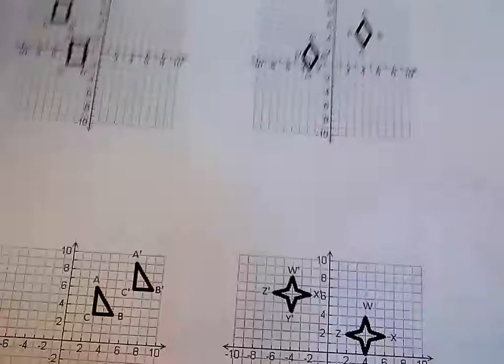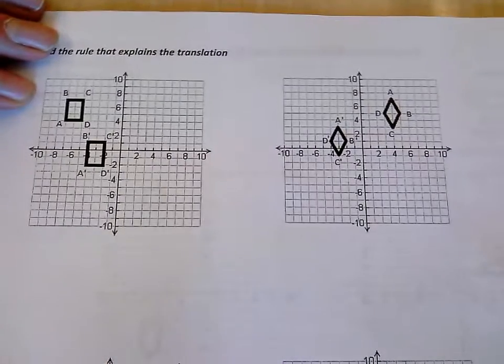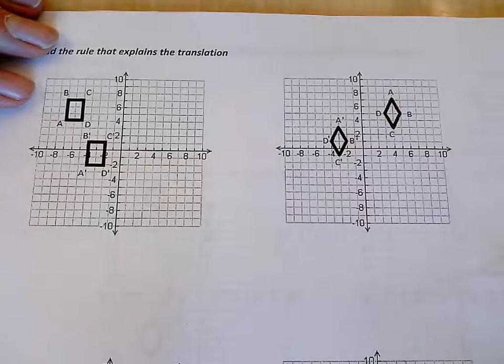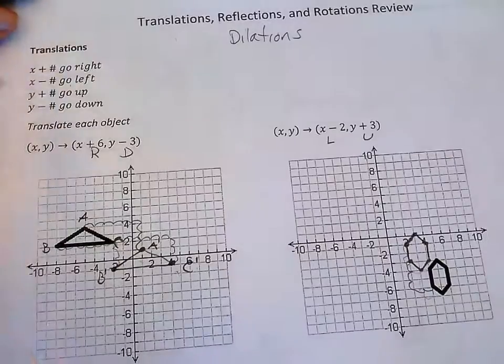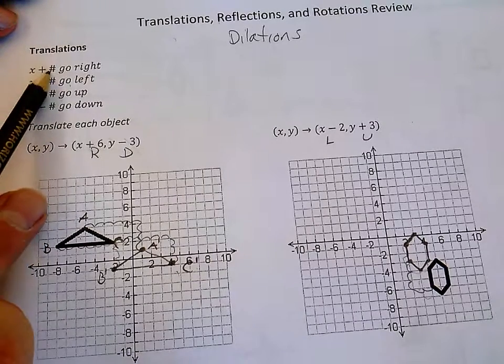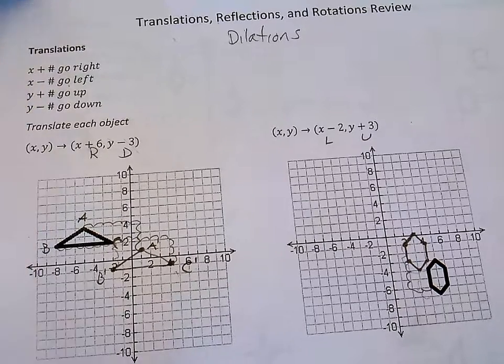The next part is finding a rule. So we're going to essentially do the opposite of what we just did. Okay? So with every rule, remember, we have these things set in place. If we wanted to go right, we had to do x plus a number. If we want to go left, it's x minus a number. If we want to go up, it's y plus a number. If we want to go down, it's y minus a number.